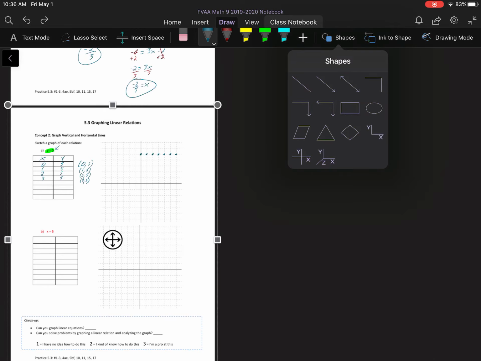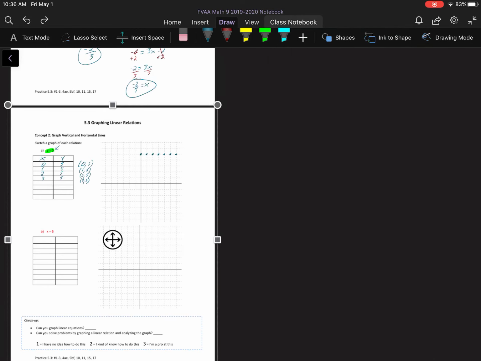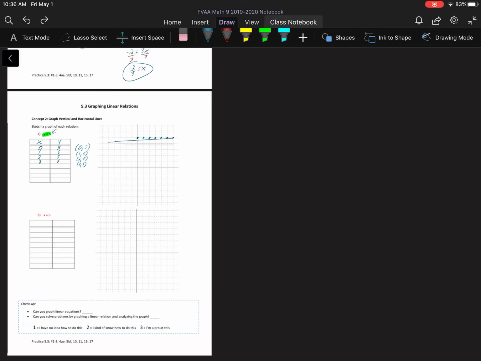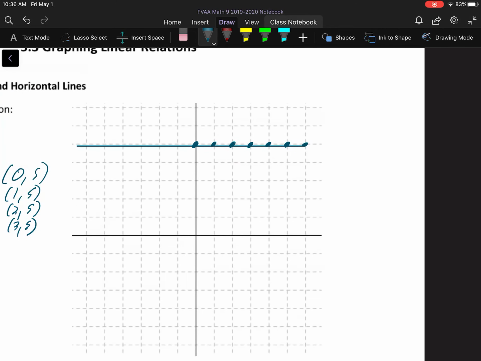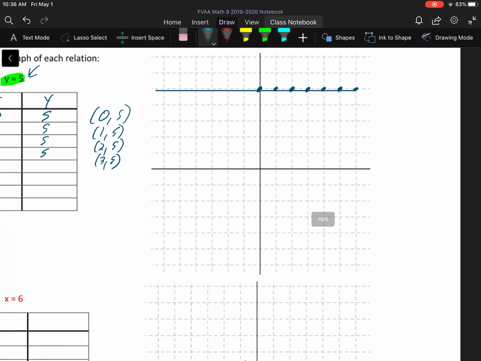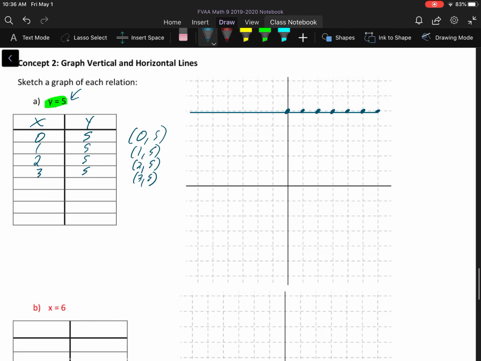Zoom out. Let's try that again. Okay, it looks like that. All right, so that's our y is equal to 5, even though my line's a little bit lower. Okay, so that's how you would draw a y is equal to 5 line. It doesn't matter what the x values are, your y is always equal to 5.